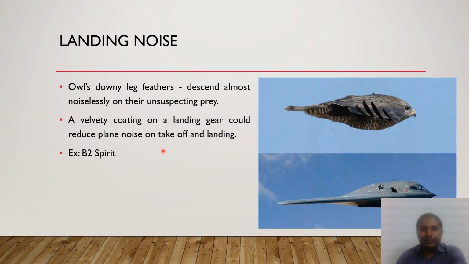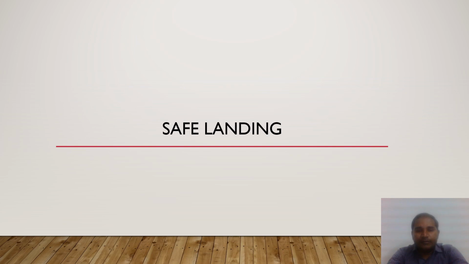Not only does the owl's texture enable noise reduction, the very structure of the owl created greater attraction. When you see the side view of an owl and the side view of a B-2 Spirit, they are very close. The way the B-2 Spirit has been designed is a simple replication of an owl, which helps the B-2 Spirit reduce the noise as much as possible. So it is another example of reducing noise. The last section of today's topic will be the safe landing.